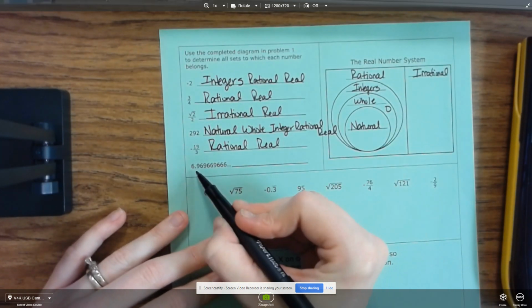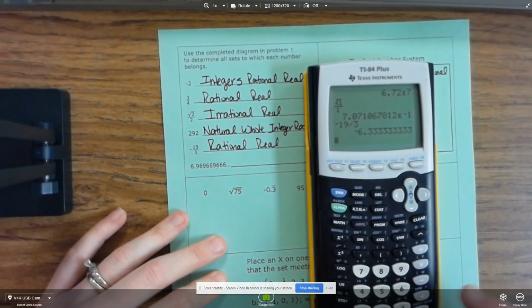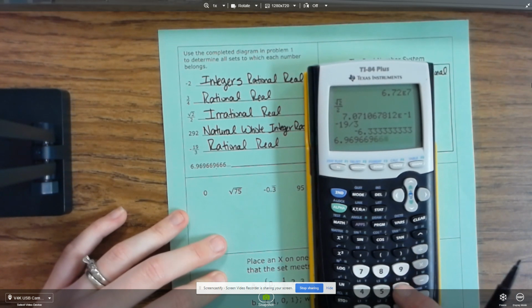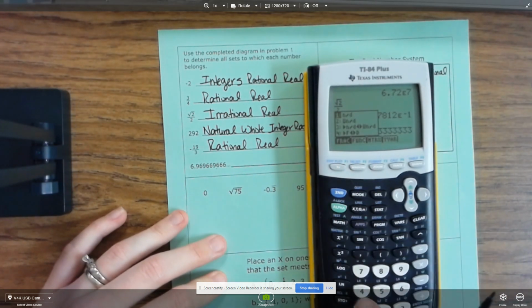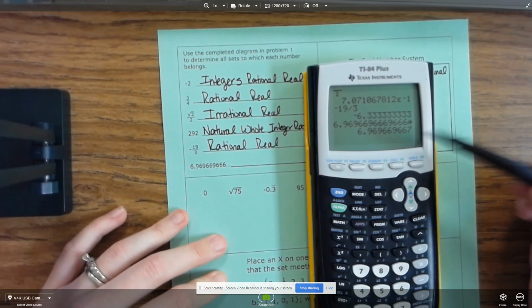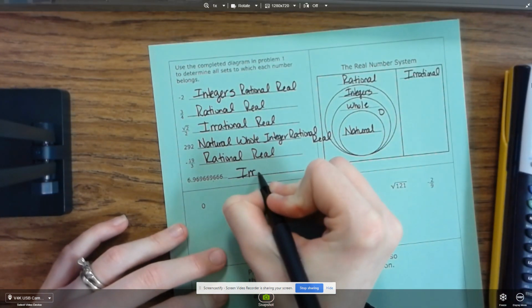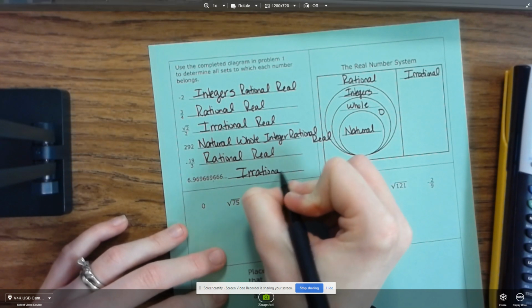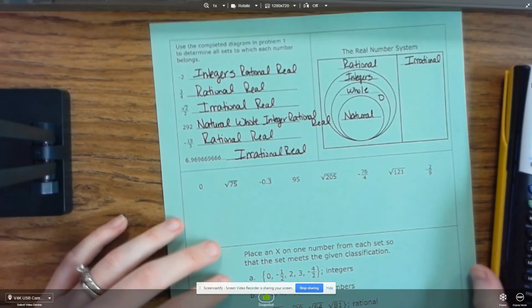And then here we've got 6.969669666. So you can type this into your calculator. So the next one would be 9666, 4 of them. And you can do, if you're not sure, fraction to decimal. And so you can see that it did not change it into a fraction, which means this one is irrational. If it does change it to a fraction, then that means it's rational.